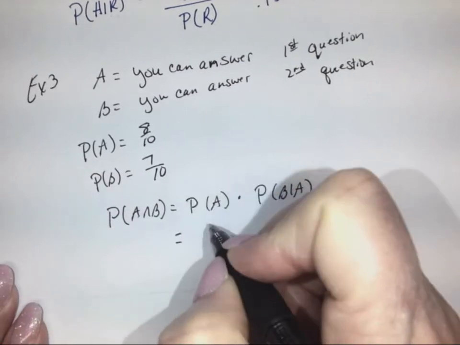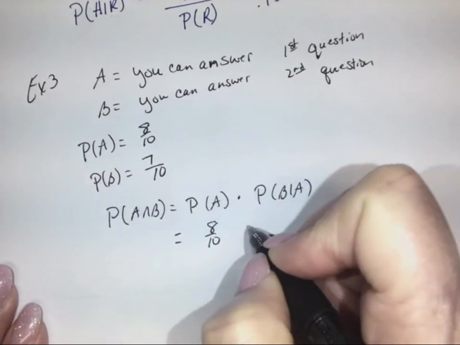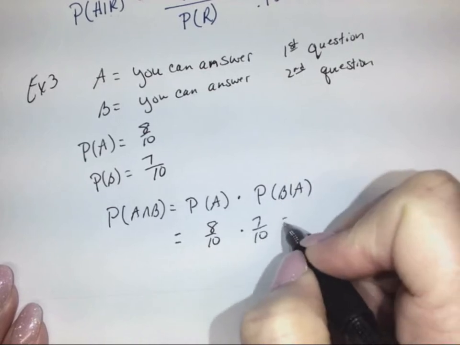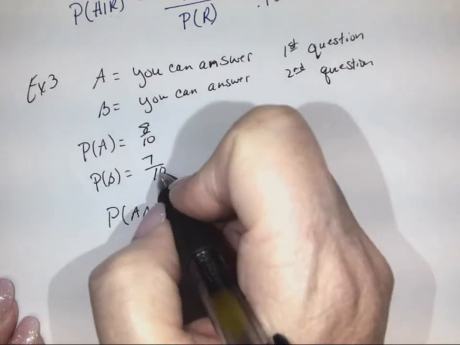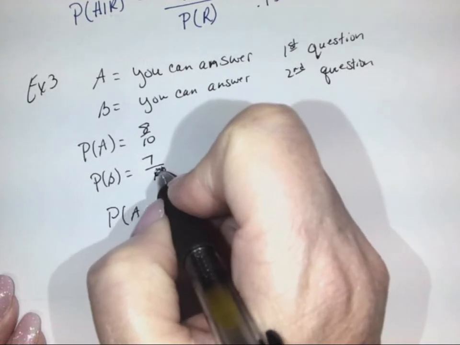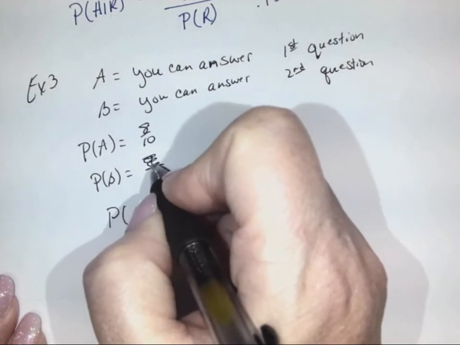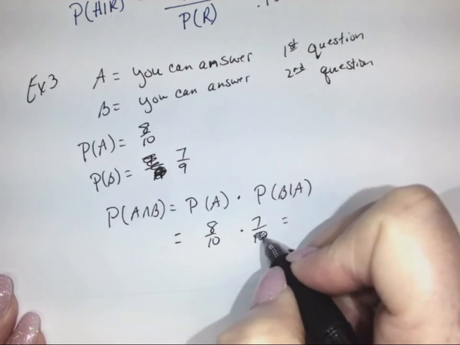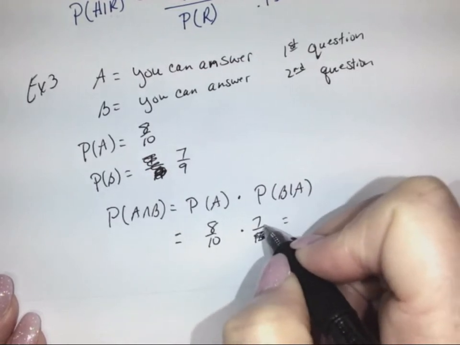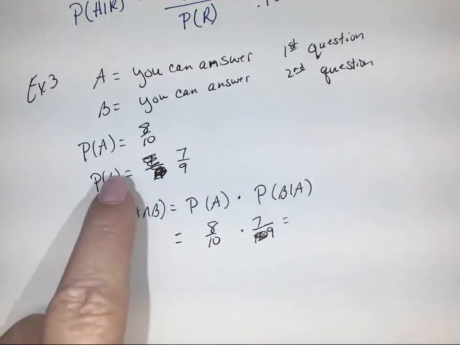So to find this, we're going to take 8 out of 10 times 7 out of 10. 8 times 7, sorry, it's not out of 10, is it? This is out of 9, so sorry. This should be, let me rewrite it, 7 out of 9. And this should also be a 9. Sorry about that, because there were only 9 cards left.